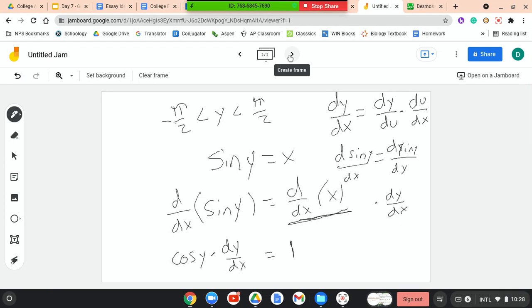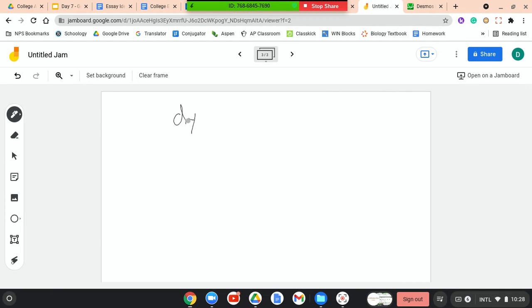So we can say dy over dx equals 1 over cosine y, just by dividing both sides by cosine y. This would be a perfectly valid expression for our derivative. But remember, we've defined the arc sine as a function. Every single derivative we found expresses the derivative in terms of x. So we should try and write this derivative in terms of x as well if we're going to make it a function.